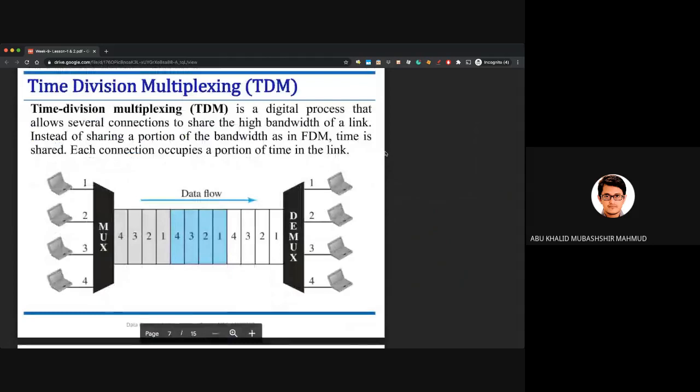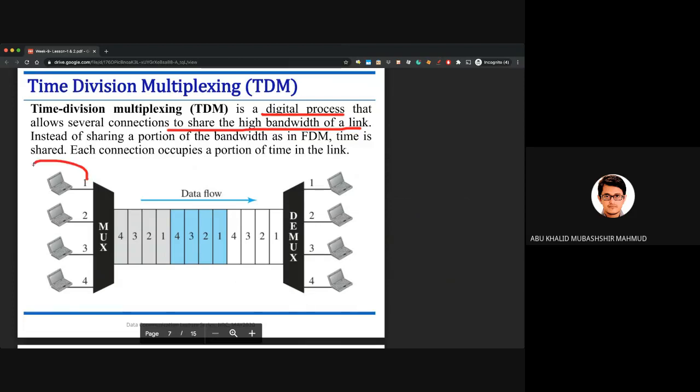So this is the time division multiplexing technique. It is a digital process, and it allows several connections to share the high bandwidth of a link, but it uses time slots to share the high bandwidth connection. Each connection occupies a portion of time in the link. So how do we accomplish this task?